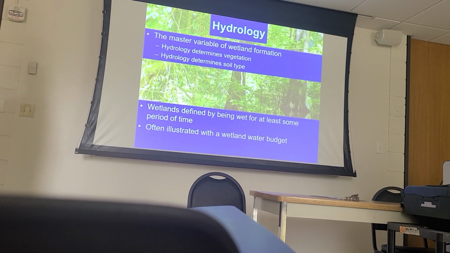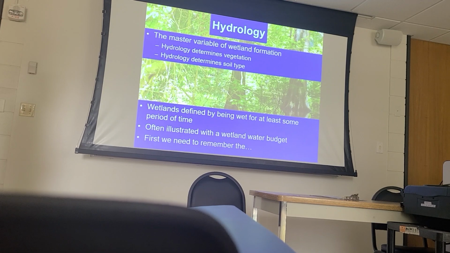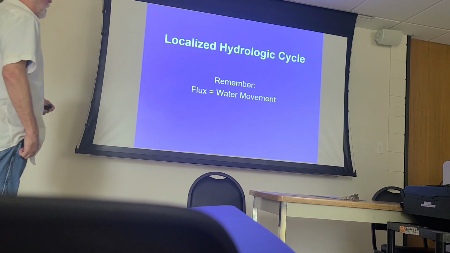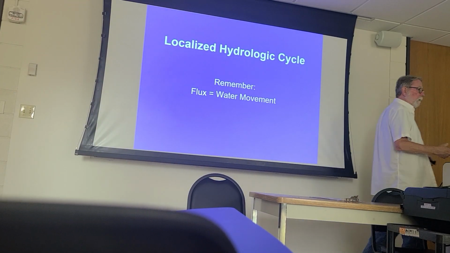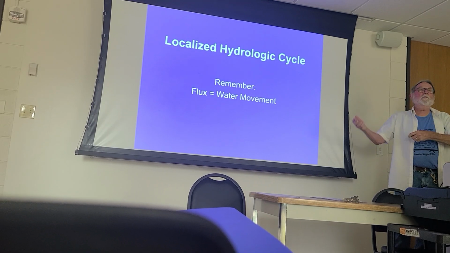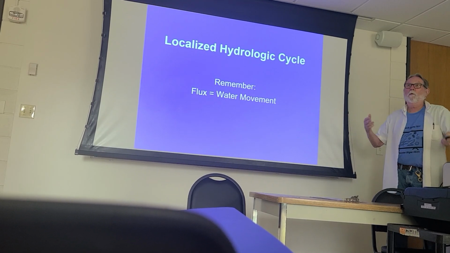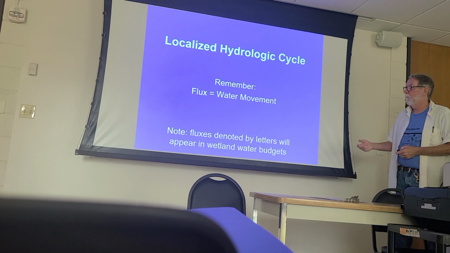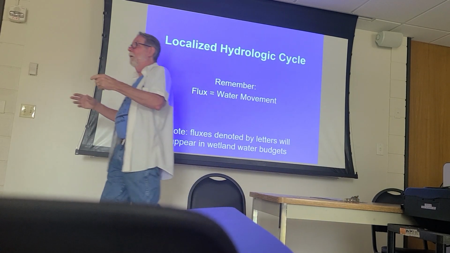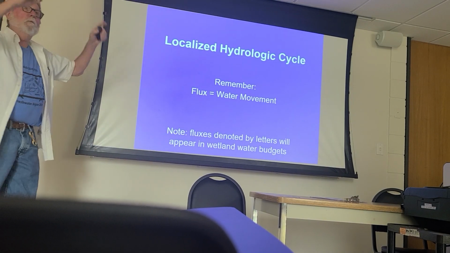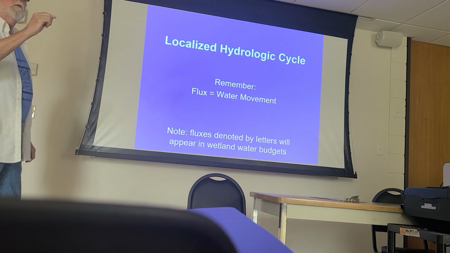Okay. And wetland scientists like to use what's called the wetland water budget. So remember these things. Remember the localized water cycle. I talked to you about that, and I'm bringing it back now. The movement of water from one place to another is just called a flux. Movement of anything from one place to another is a flux. And I'm going to go through those again. Any abbreviation I give you is one that is used in wetland budgets.